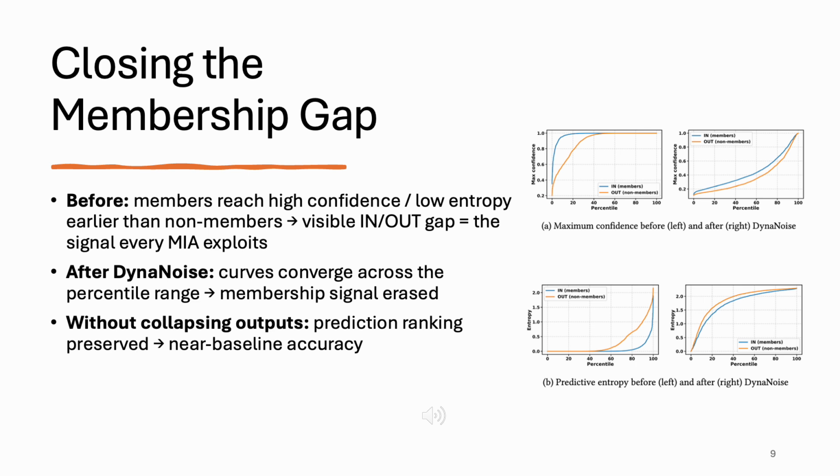And note what did not happen. The distributions weren't flattened to uniform. The prediction ranking is preserved, and that's why accuracy stays at baseline. So it closes the gap and doesn't destroy the output.